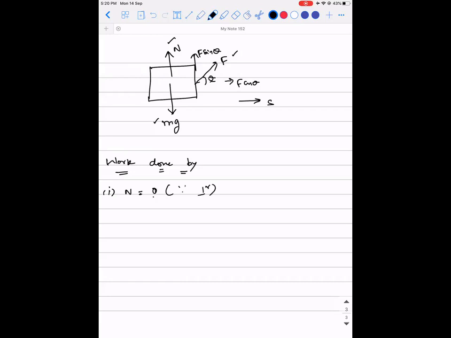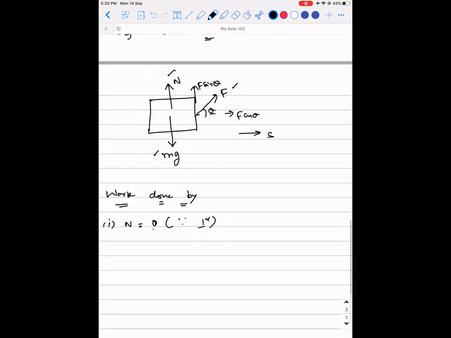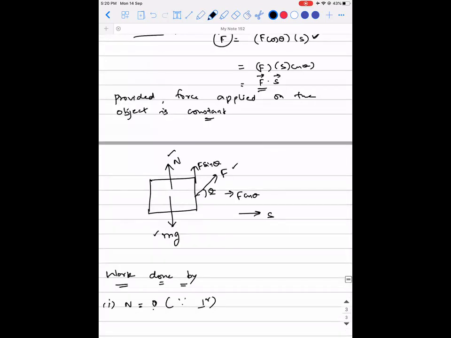Why, sir? Since it is perpendicular. Apply the formula, no? Work done is F S cos theta. So when I talk about normal, it will be the force. Displacement is S. What is the angle between N and S? 90 degrees. So cos 90 will be equal to 0. Are you able to understand now why it is 0?